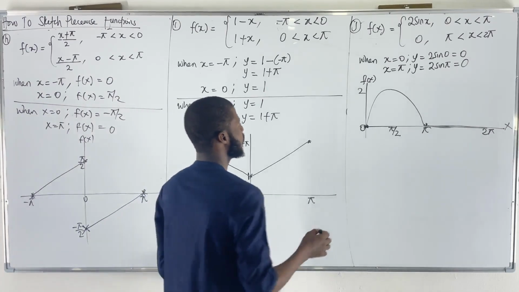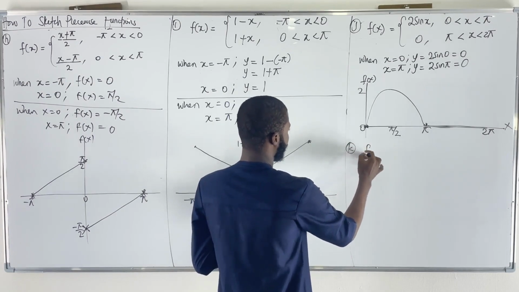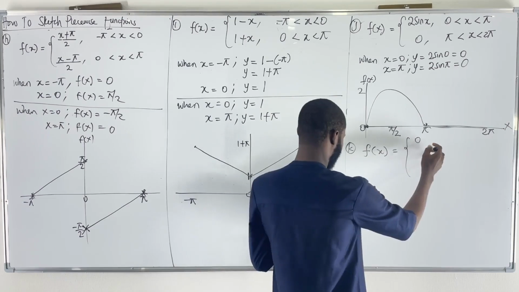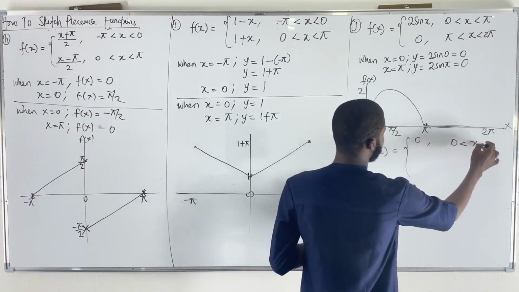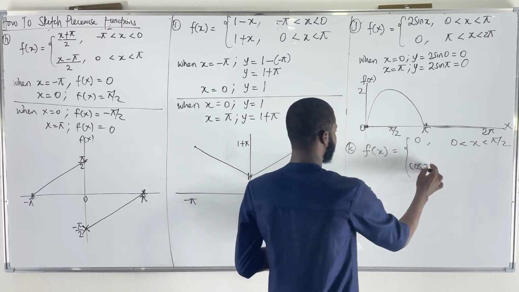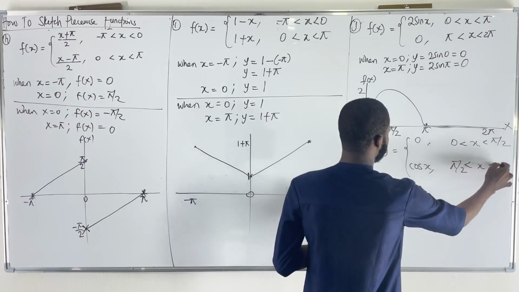Okay, the next one is k. So for k, we have f of x equal to 0, for 0 less than x less than pi over 2, and then it is cos x for pi over 2 less than x less than pi.